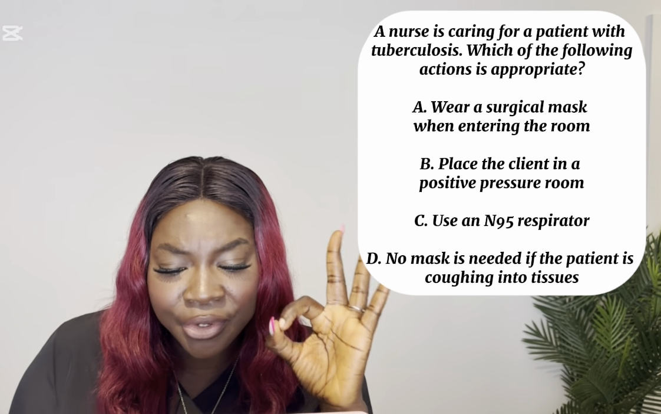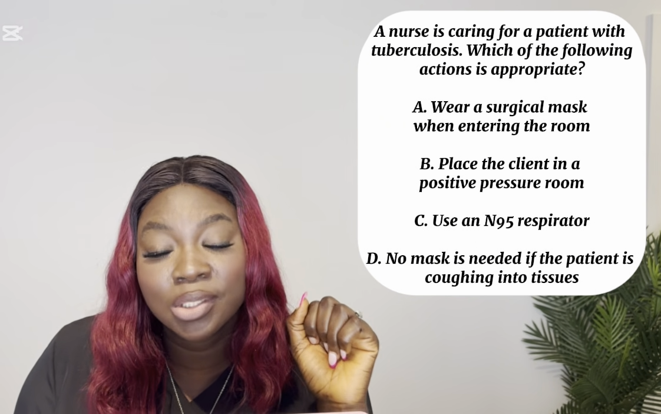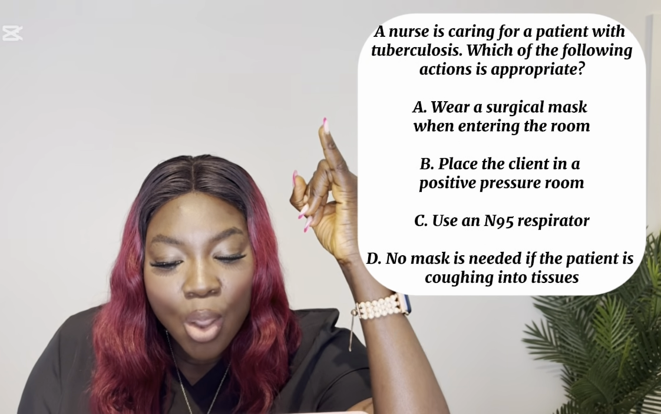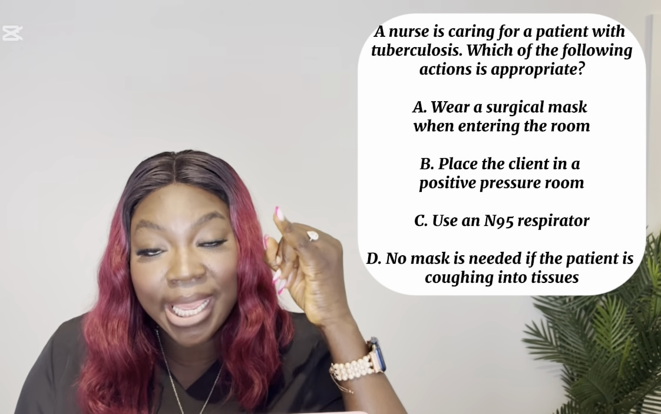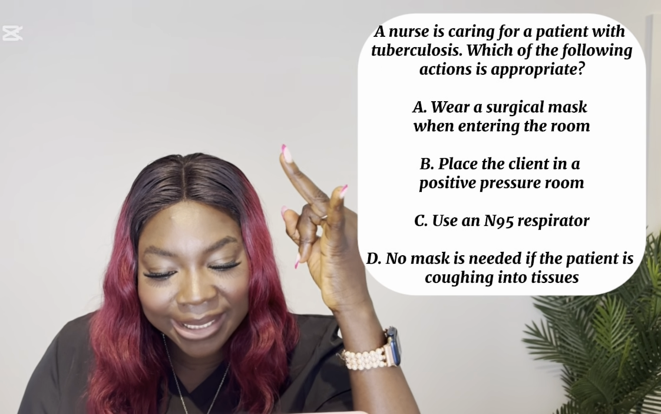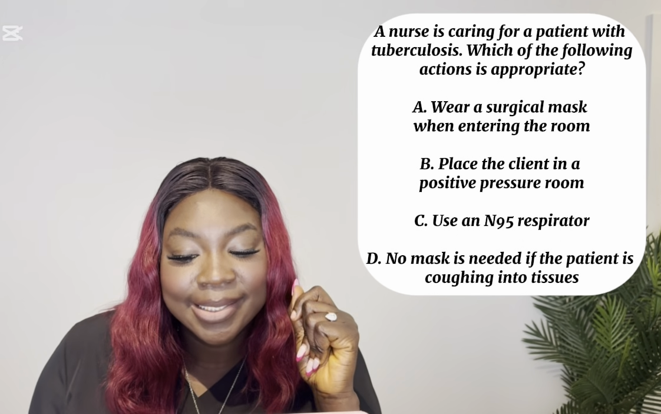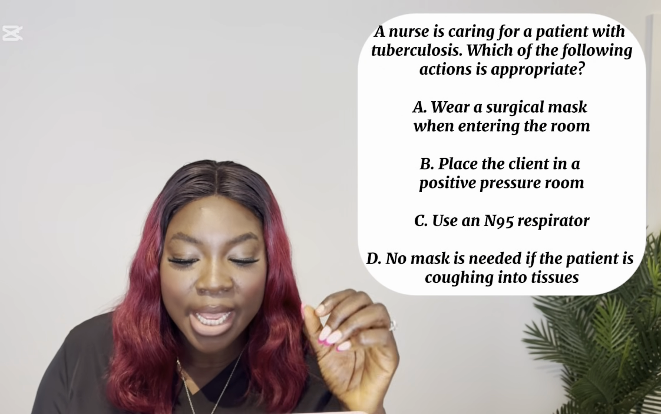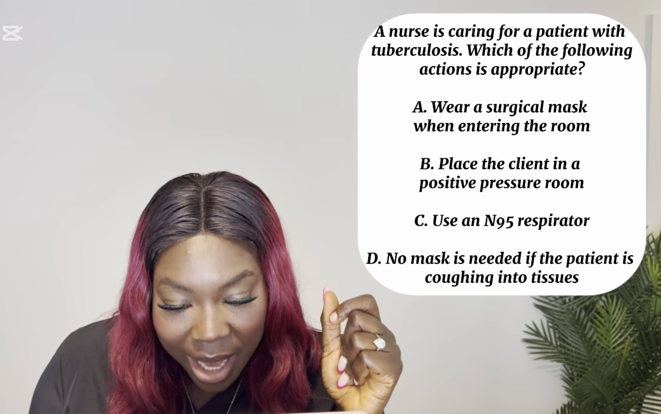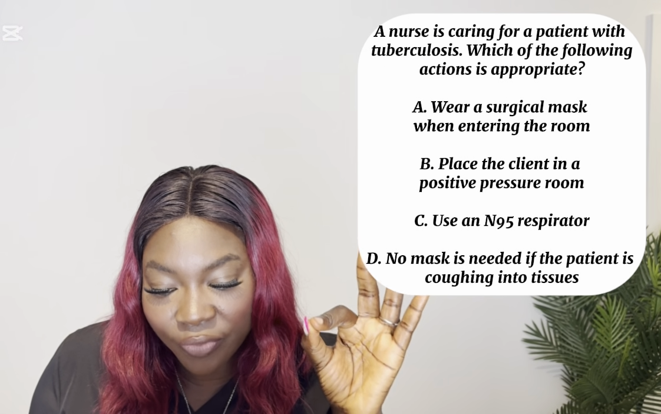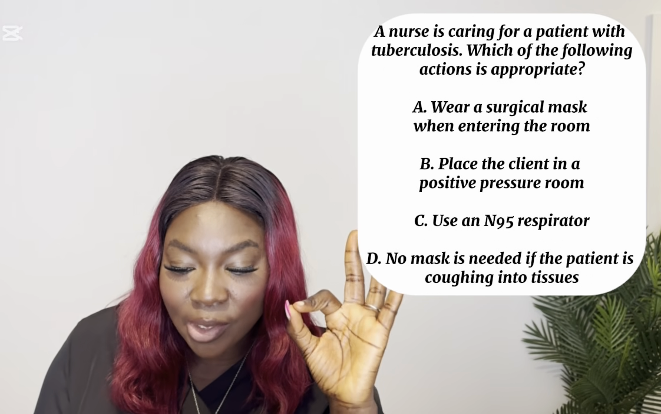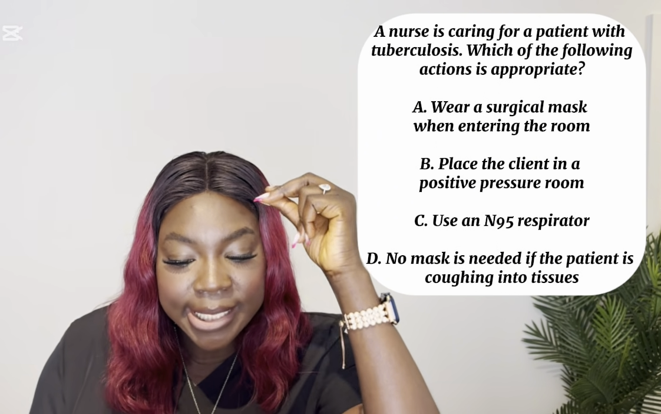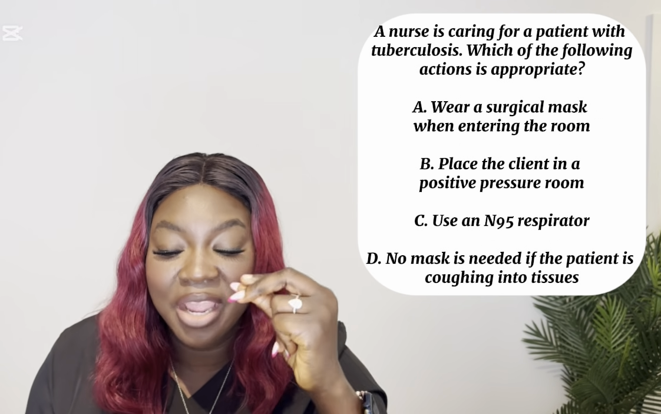Okay. A nurse is caring for a patient with tuberculosis. Which of the following actions is appropriate? A, wears a surgical mask when entering the room. B, place the client in a positive pressure room. C, use an N95 respirator. And D, no mask is needed if the patient is coughing into tissue. Now we are talking about a patient that has tuberculosis, and our right answer is C, use an N95 respirator.